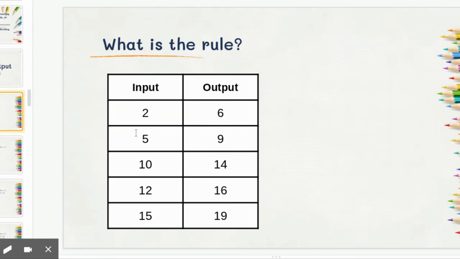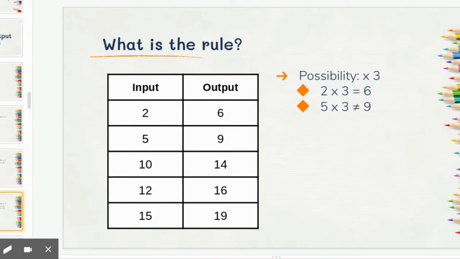So this 2 has nothing to do with the 5. The 5 has nothing to do with the 10. Instead, we have to think about, what did I do to 2 to get 6? What do I do to 5 to get 9? So let's think about what a possible rule could be. The possibility is multiply by 3, because 2 times 3 is 6. Let's see if that works for other numbers in the table. Well, 5 times 3 does not equal 9. So right away I can say multiply by 3 is not the rule.